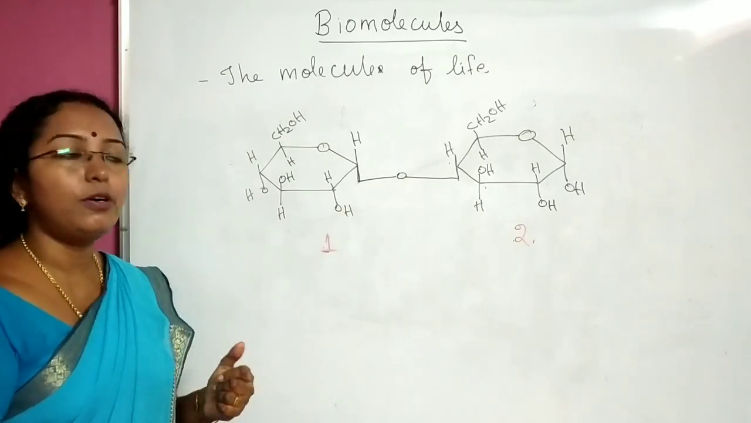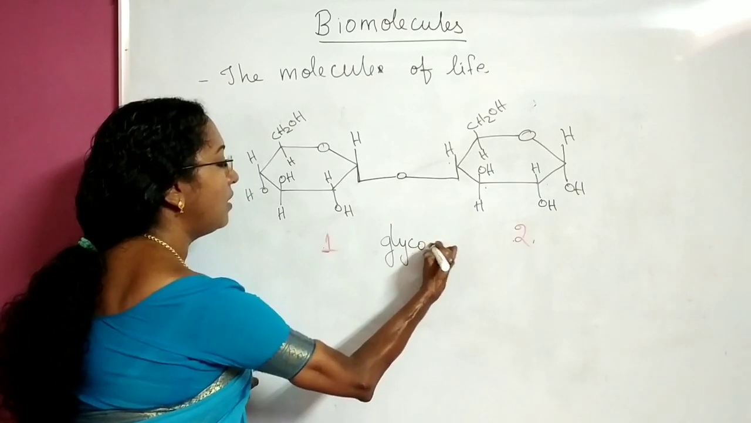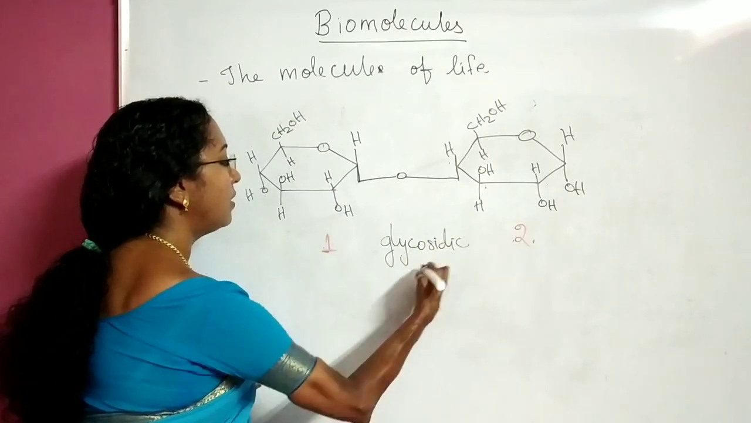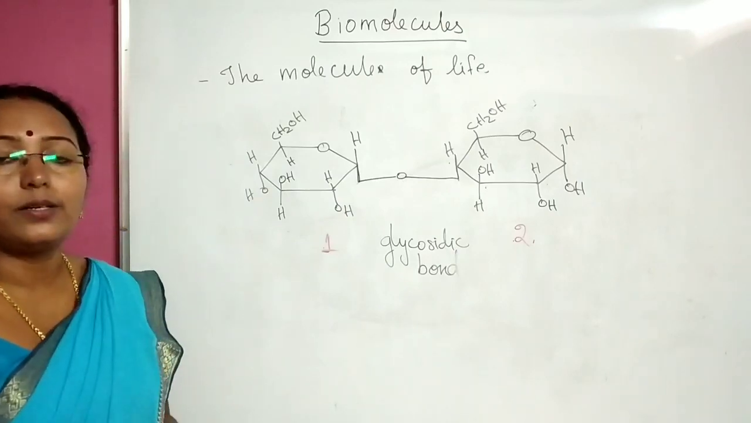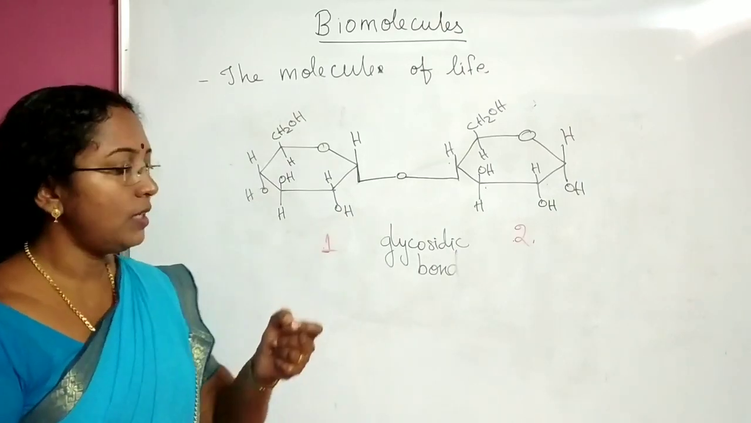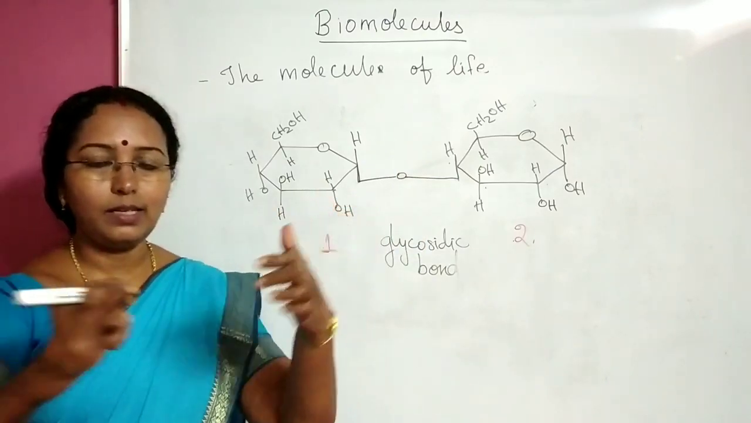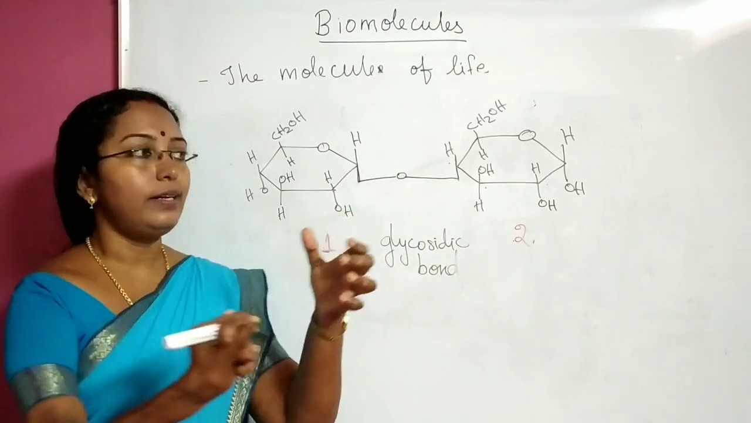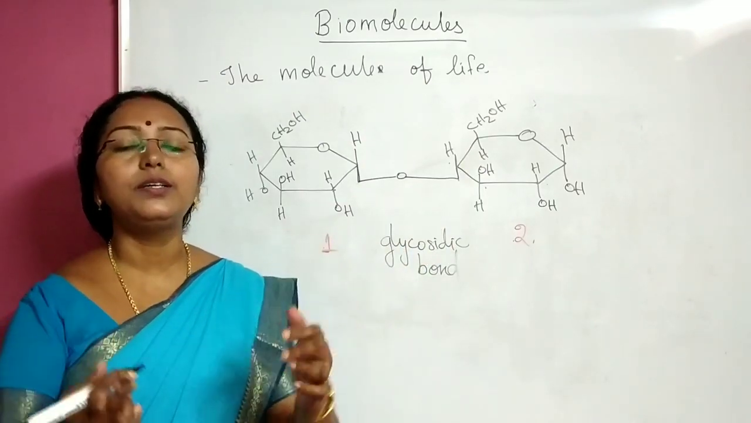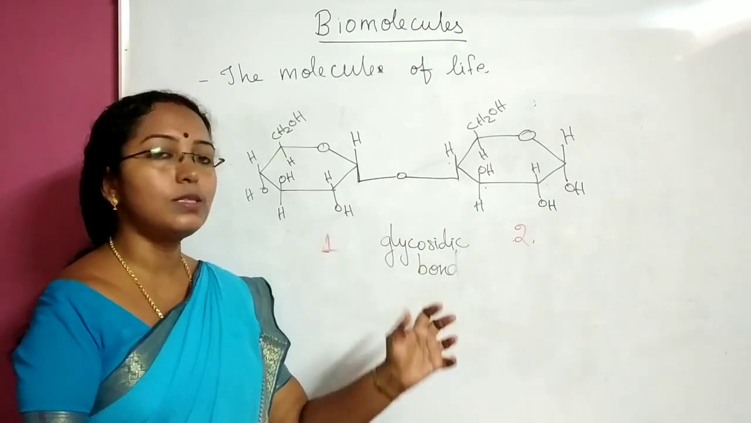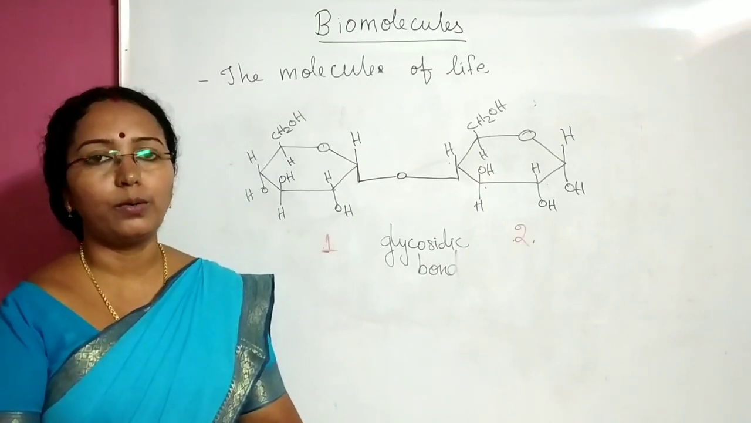Now, what is the name of this bond? This is called as a glycosidic bond. Specifically speaking, you can call this as an O-glycosidic bond because in the linkage oxygen is there. And it is called as glycosidic bond because it is between two sugar units. Not only between glucose, between any two sugar units, you call it as a glycosidic bond.